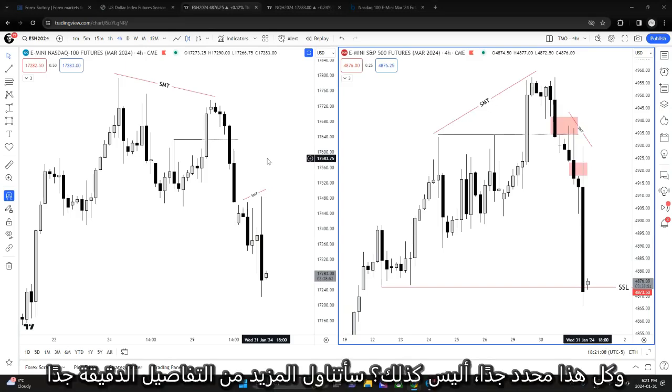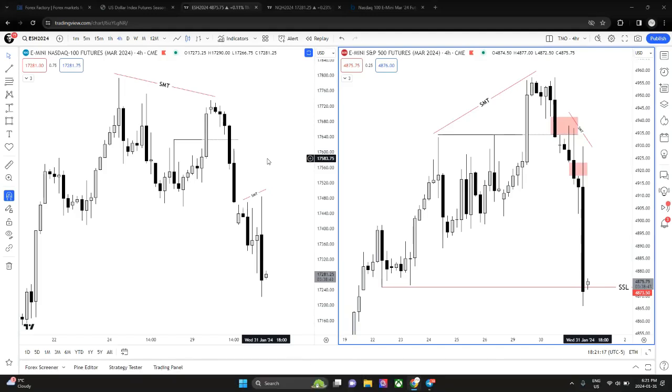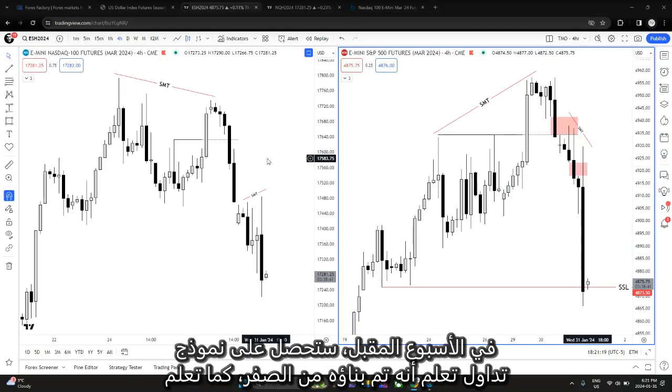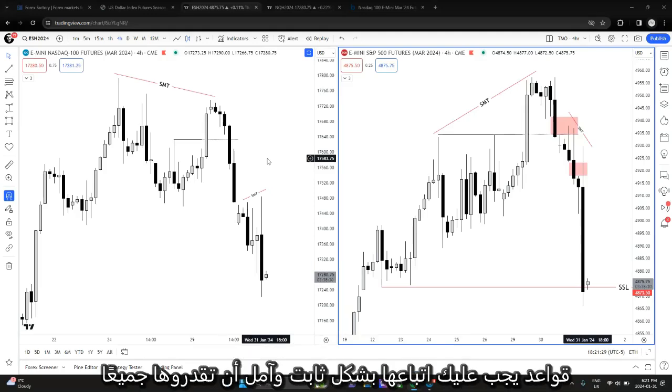And all of this is very specific, right? Very, very specific. We'll be going into more details next week, where you'll be getting a trading model built from scratch, specific rules that you should follow, very consistent.